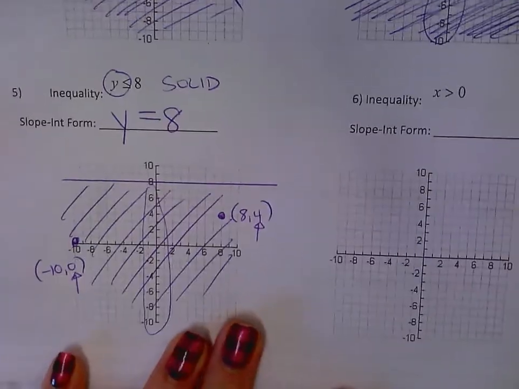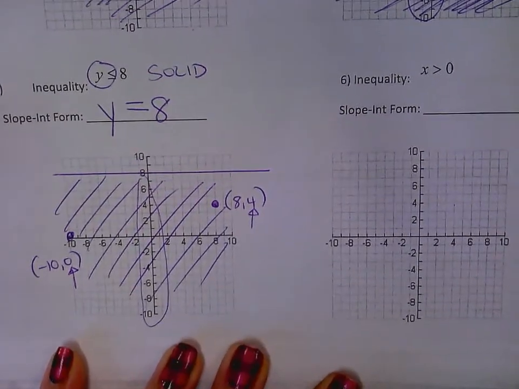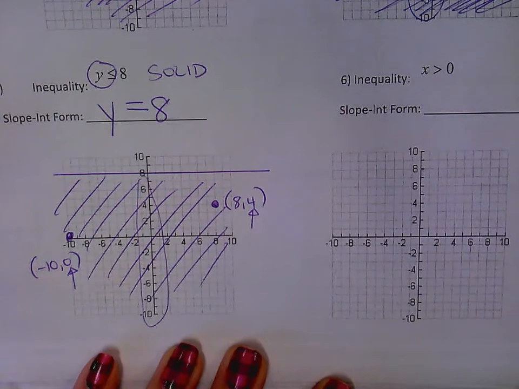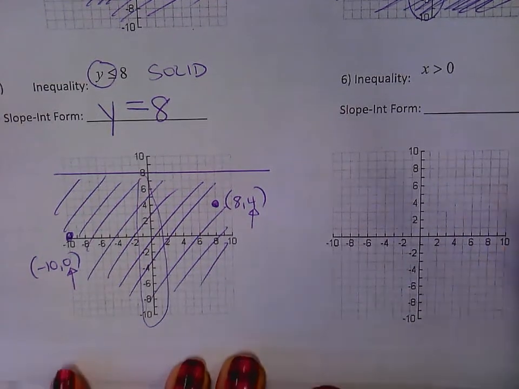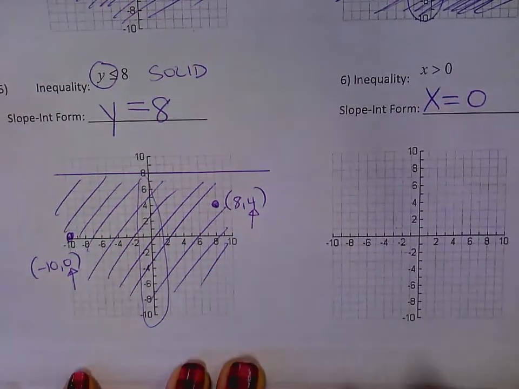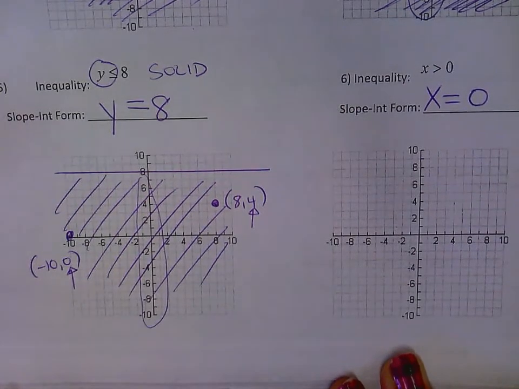See if you can do number 6. It's another special kind of line, just like number 5, but now it's x equals 0. So think about, is it dotted or solid? Which side do I shade on?